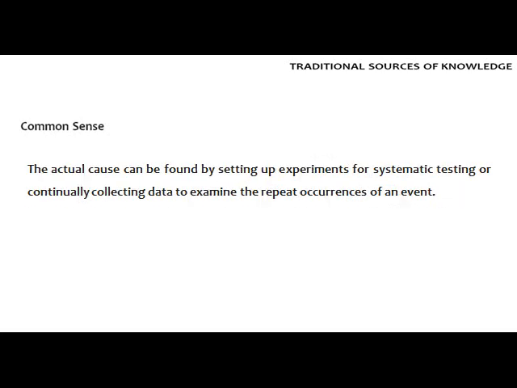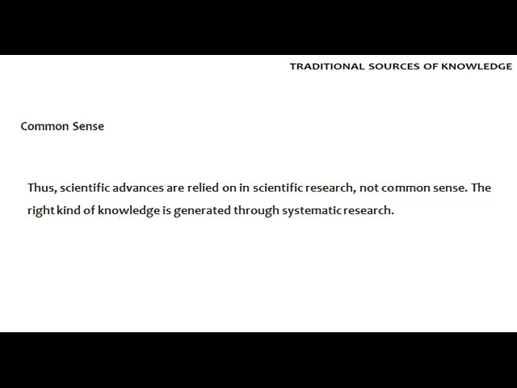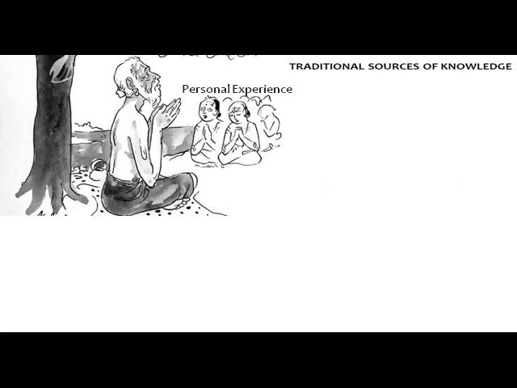The actual cause can be found by setting up experiments for systematic testing, or continually collecting data to examine the repeat occurrences of an event. Thus, scientific advances are relied on in scientific research, not common sense. The right kind of knowledge is generated through systematic research. Personal experience: overgeneralization, selective observation, premature closure, halo effect.